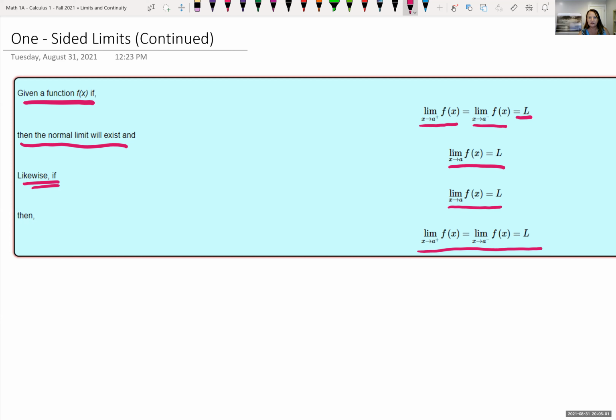So let's look at a couple of examples where we're going to look at algebraically solving this as we're approaching either the left or the right-hand side. Yesterday, we looked more at these when we were dealing with piecewise functions, but we're not always dealing with piecewise functions. So let's look at an example of a one-sided limit that is not a piecewise function.